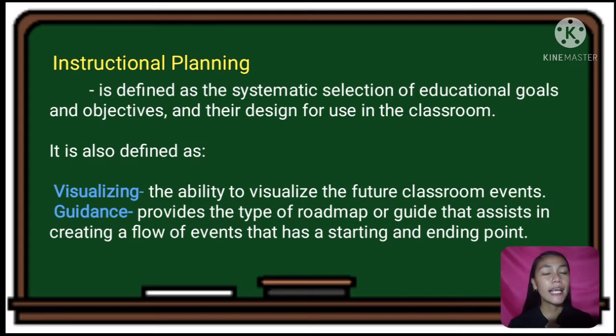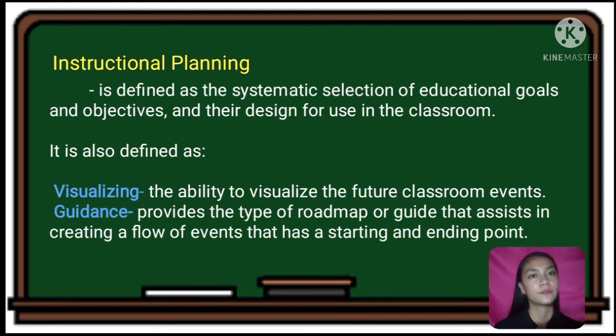Instructional planning is defined as the systematic selection of educational goals and objectives and their design for use in the classroom. It is also defined as the ability to forecast and visualize the what, why, and how of the teaching-learning process. Another, instructional planning is also defined as visualizing. It is the ability to visualize the future classroom events.